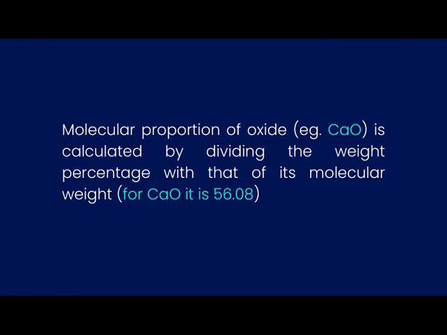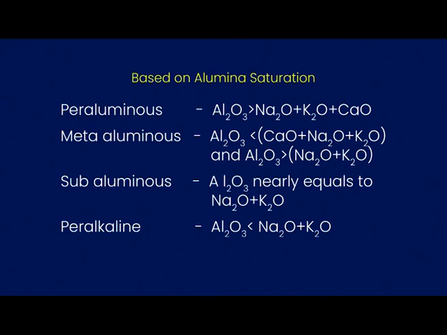The weight percentage of CaO will be divided by 56.08 to get the molecular proportion. Based on this, we have different categories. They are peraluminous igneous rocks, in which Al2O3 content is much more than the combined percentage of Na2O plus K2O plus CaO, whereas metaluminous has Al2O3 content less than CaO plus Na2O plus K2O, and Al2O3 will be more than Na2O plus K2O. Subaluminous means Al2O3 rarely equals Na2O plus K2O.